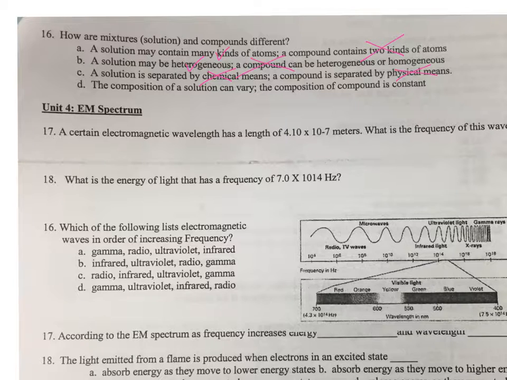All right. And then the composition of a solution can vary. Yes, that's where we get like 95% rubbing alcohol or 50%, right? The percentage things. And then the composition of a compound is constant. So is H2O ever H2O2? No. One is water, the other one will kill you. Hydrogen peroxide. Okay. One you drink to live, the other one you drink to die. That just got very morbid.